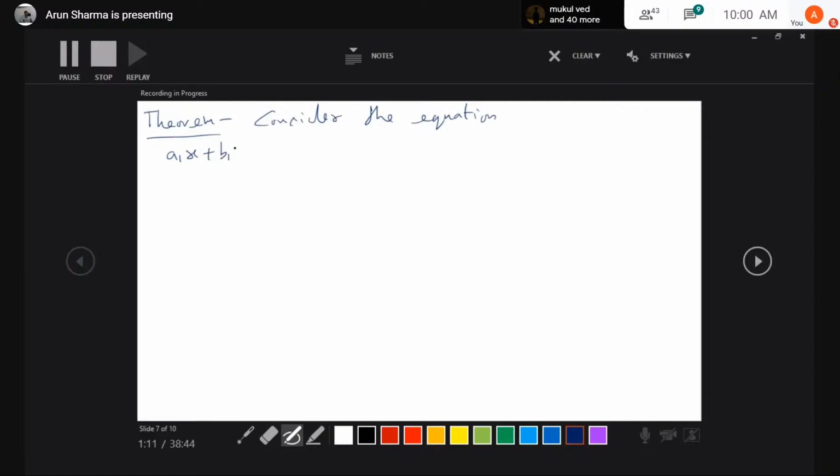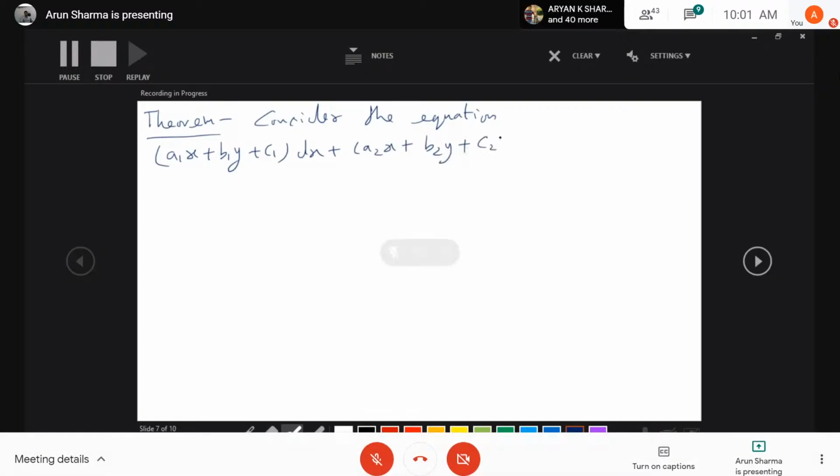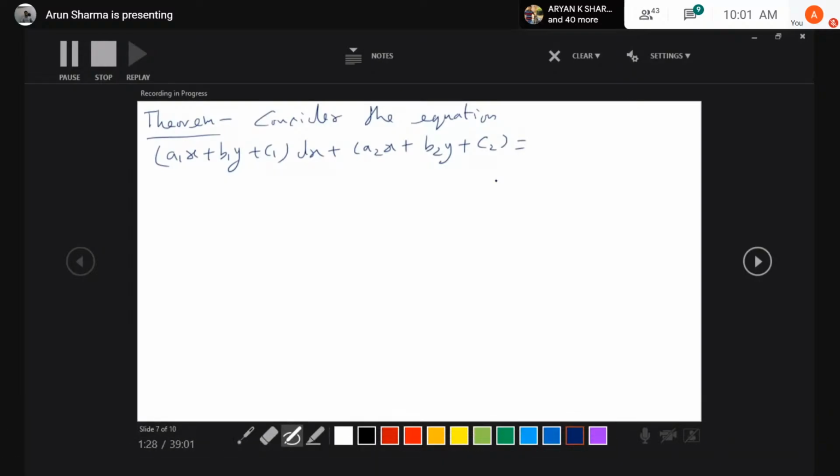a1x plus b1y plus c1 dx plus a2x plus b2y plus c2 dy equals to 0. So it's a special type of equation. If you see, this is one linear in x and y. This again means some linear term in x and y.